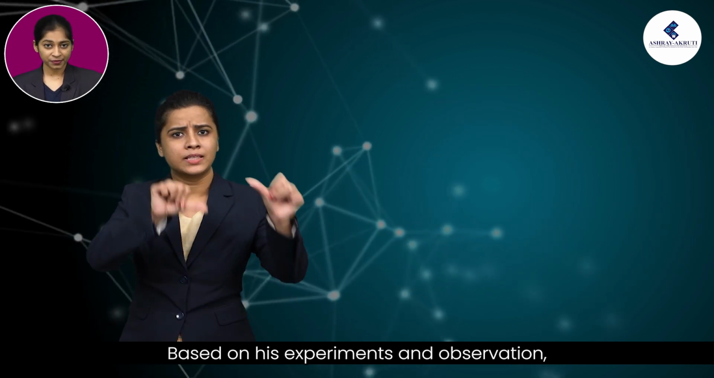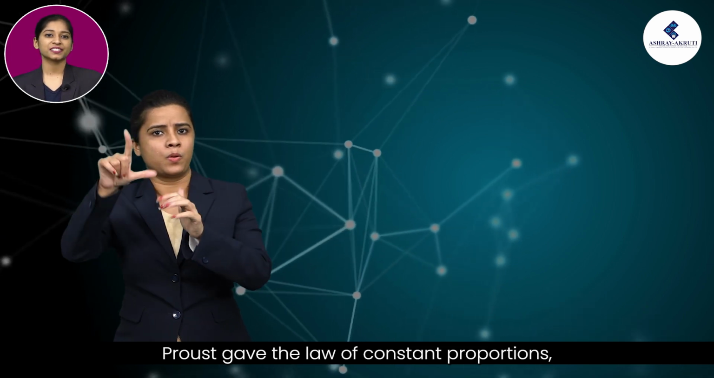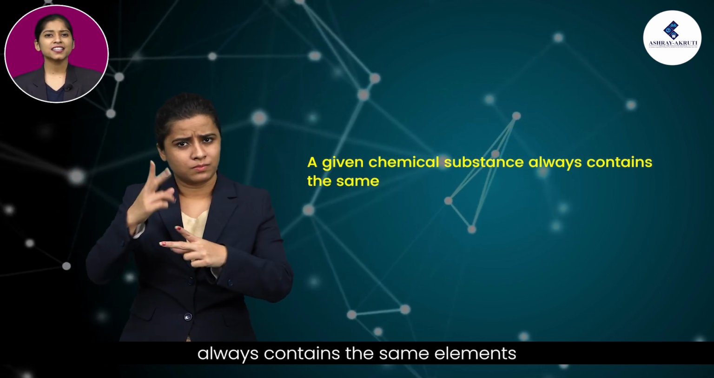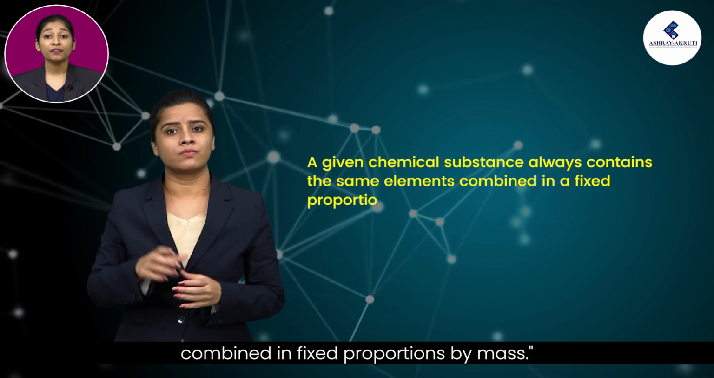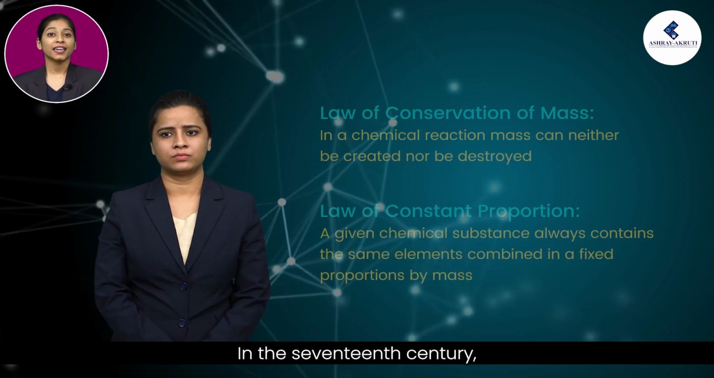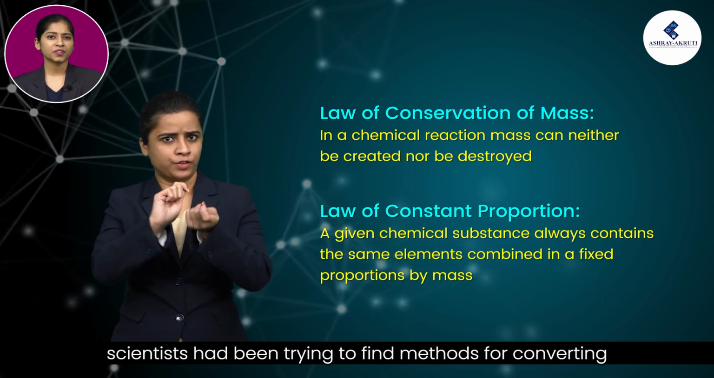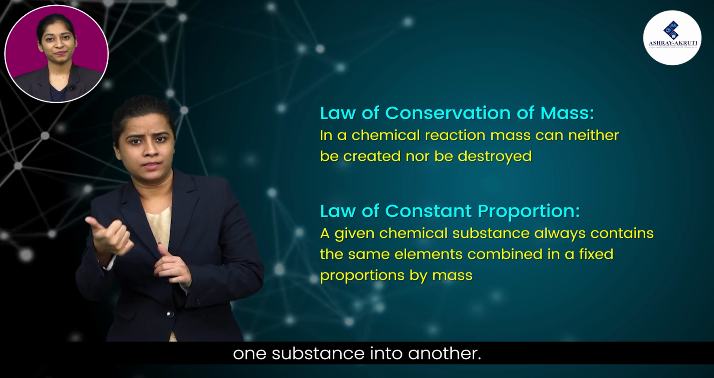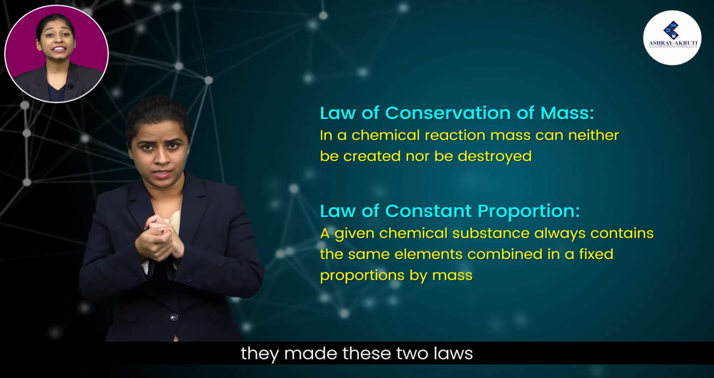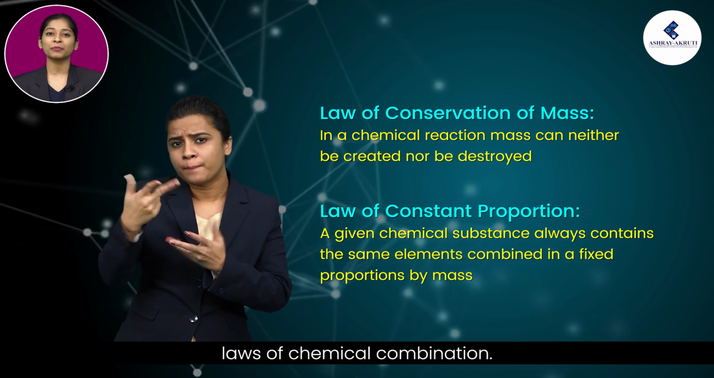Based on his experiments and observations, Proust gave the law of constant proportions. A given chemical substance always contains the same elements combined in fixed proportions by mass. In the 17th century, scientists had been trying to find methods for converting one substance into another. During their studies of chemical changes, they made these two laws and they are together known as laws of chemical combination.